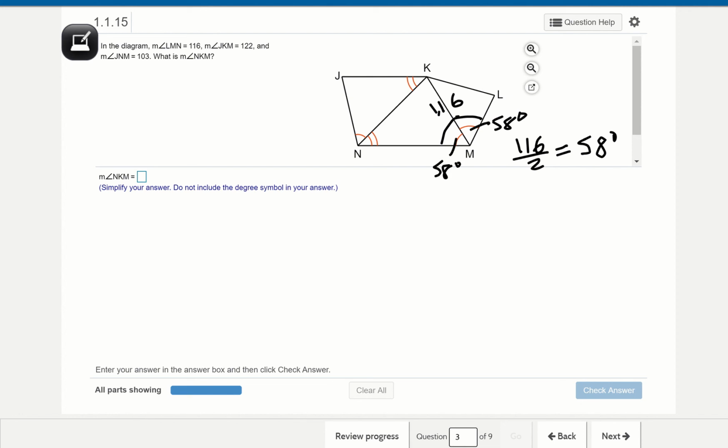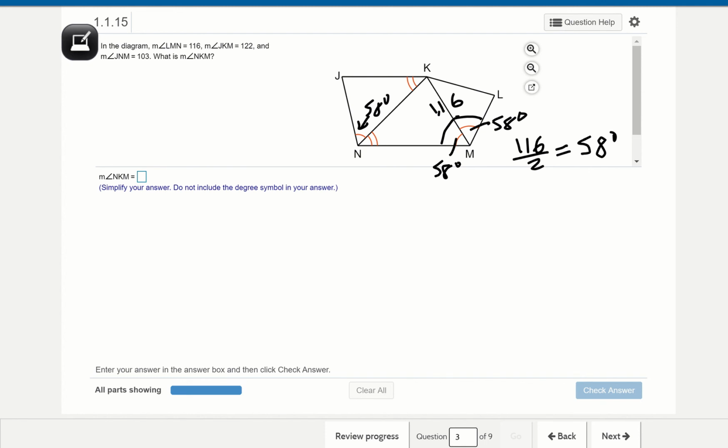All right. Based on that logic, now we know that each of these single angle marks is worth 58. So that means that this is worth 58 degrees, right? So now we know what that is.